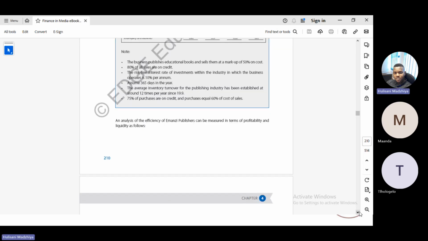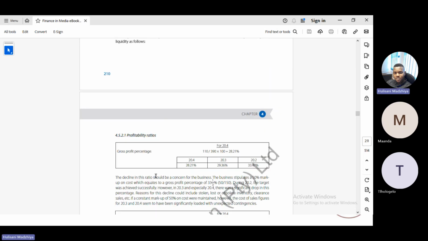So this one, I think there is a solution over here. As you can see, it says that the decline in this ratio should be a concern for the business. The business stipulates a 50% markup on cost. So if it's a 50% markup on cost, we expect to generate a gross profit as a percentage of sales of 33%. That's what we are supposed to make, which is 50 out of 150.